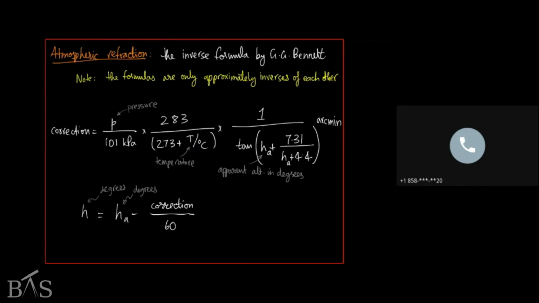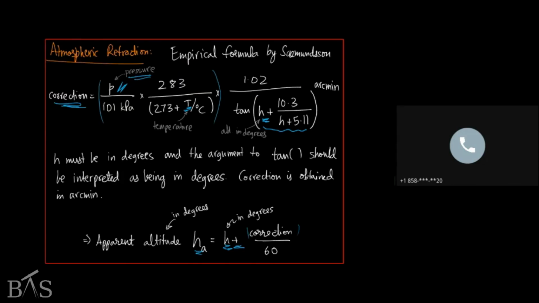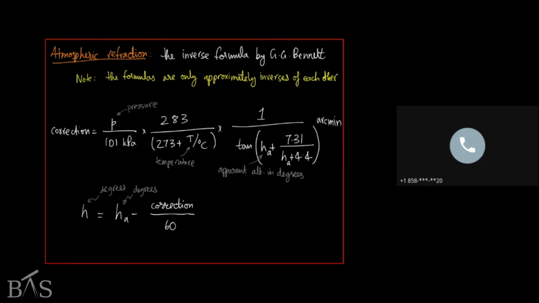Now, this formula gives you, if you know the actual altitude of the star, the apparent altitude. Okay, so the correction is always positive because the altitude of the star increases, like we just described. The opposite formula is also available. And another thing to note is that the formulas are only approximately inverses of each other, because they are empirical formulas. In fact, this caused a bug in KStars long ago that we fixed by actually solving the equation to get the exact inverse. Anyway, those are side stories.